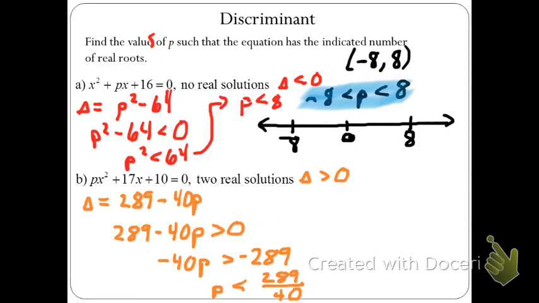Anything more than 7.25, and this will either have one real solution or no real solutions. That's how you use the discriminant.